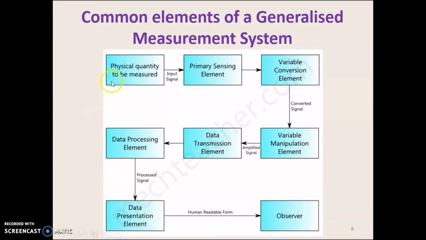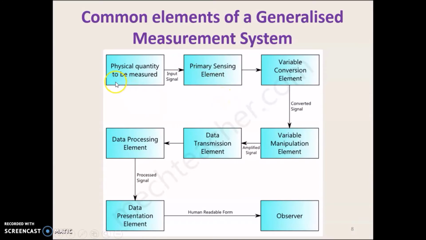Apart from this, we have the input signal which is being received from the physical quantity for which the measurement is to be done, and the output signal which is being displayed in the display unit through analog or digital form in the human readable format to the observer. This is the output signal and this is the input signal. So these are the 6 different elements available in a generalized measurement system. We will be seeing each and every element now.